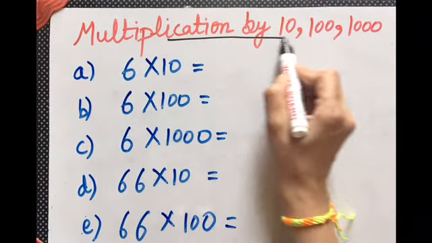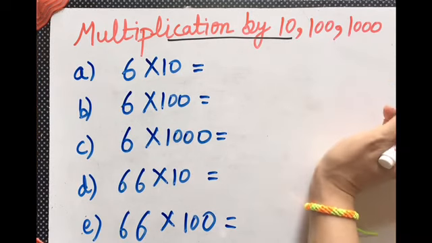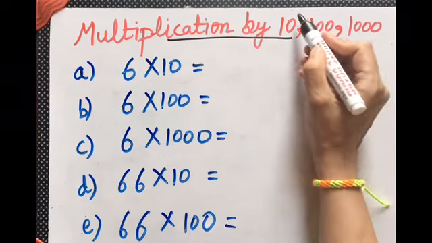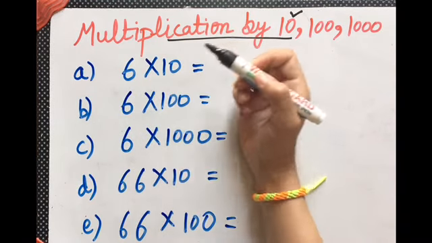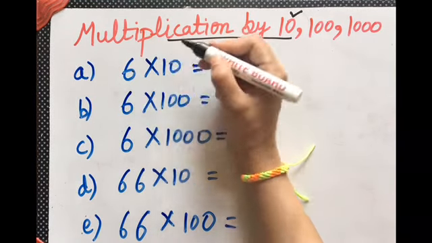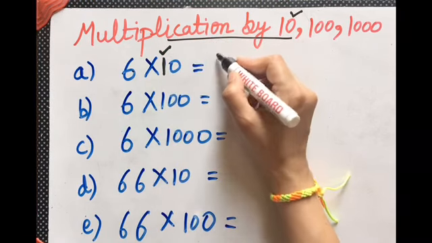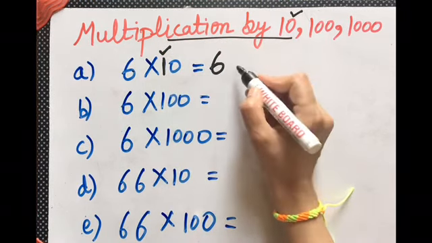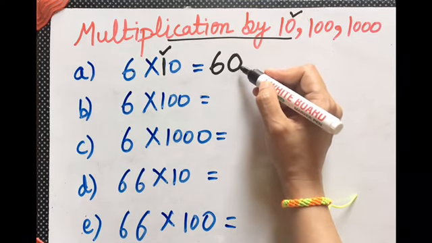Our next topic is multiplication of any number by 10, 100 and 1000. Now, if you want to multiply by 10, how will it be? Like 6 multiplied by 10. You are going to multiply 6 with this number. Here it is 1. So, 6 ones are 6. The number of 0s will be written after the 6, after the number.